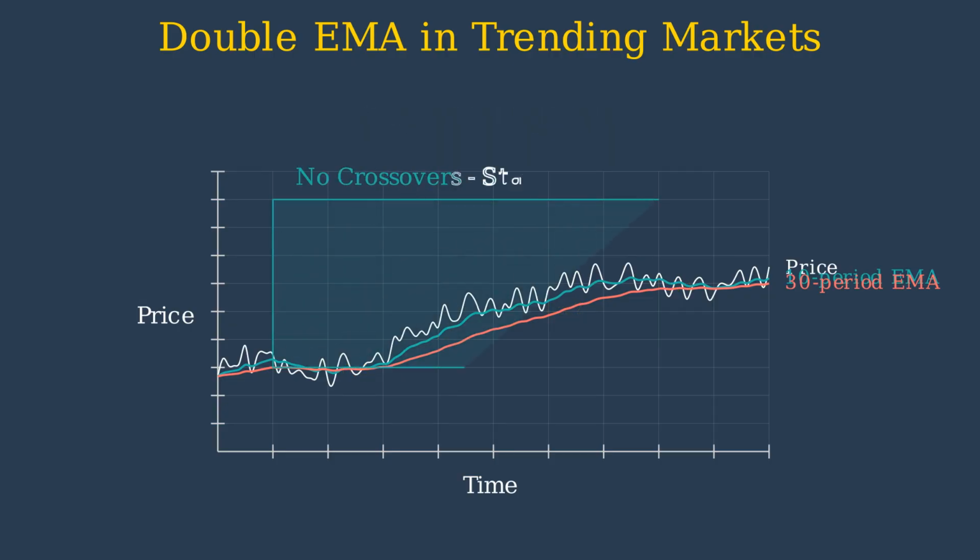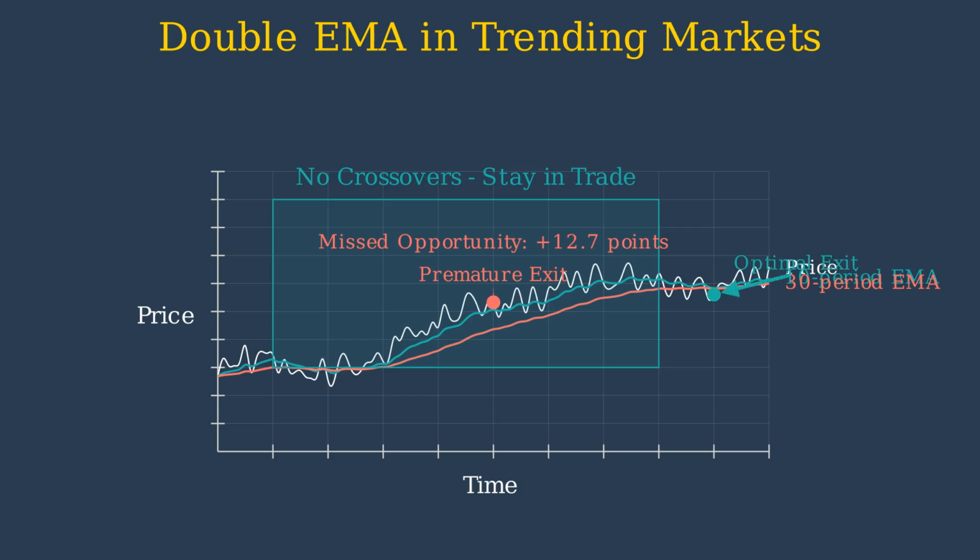During the strongest part of the trend, the EMAs rarely cross. This pattern helps traders stay in profitable trades longer. Without the double EMA strategy, traders might exit prematurely, missing significant profits. By waiting for the EMAs to actually cross, traders can capture much more of the trend and avoid premature exits.